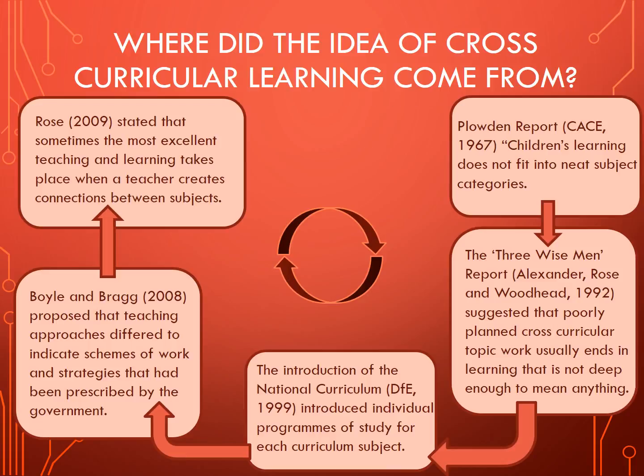So, where did the idea of cross-curricular learning come from? It all began with the Plowden Report in 1967. The key finding of this report was that children's learning does not fit into neat subject categories. This later led to the Three Wise Men Report, which identified that when cross-curricular work was poorly planned, it ended in learning that was not deep and therefore was meaningless. The national curriculum was introduced in 1999 and it introduced individual programs of study for each subject within the curriculum.